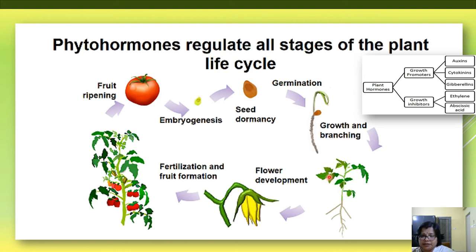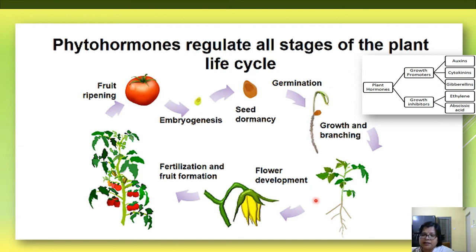Auxin helps in cell division, gibberellic acid helps in cell enlargement. Gibberellic acid is also responsible for the elongation of the internodal region, and auxin helps in root initiation.